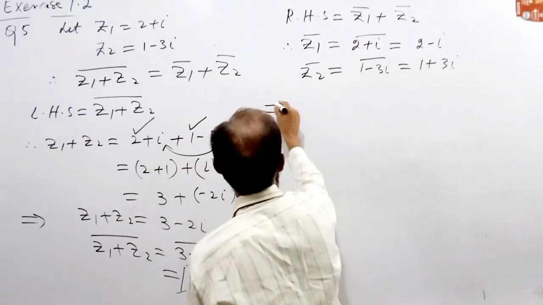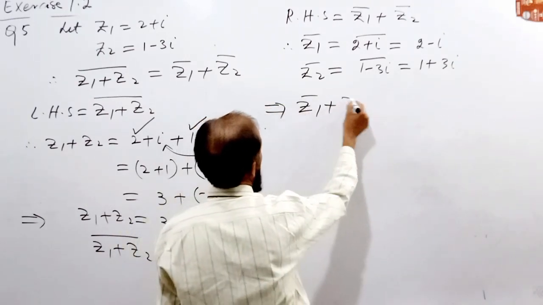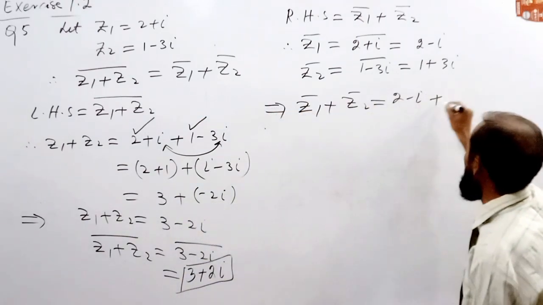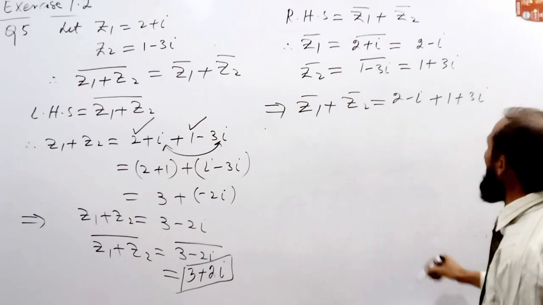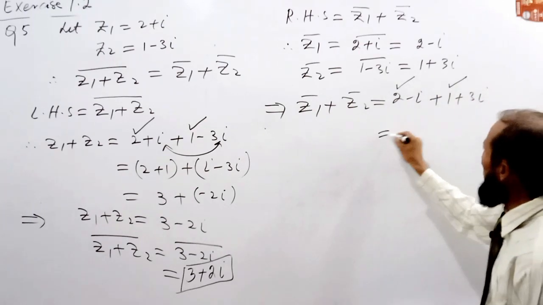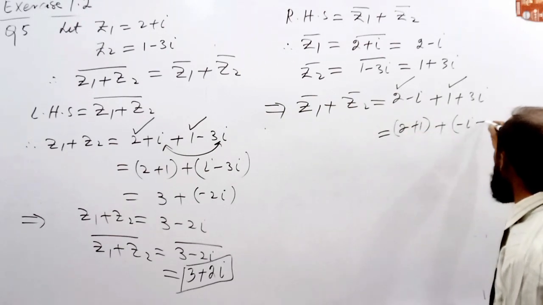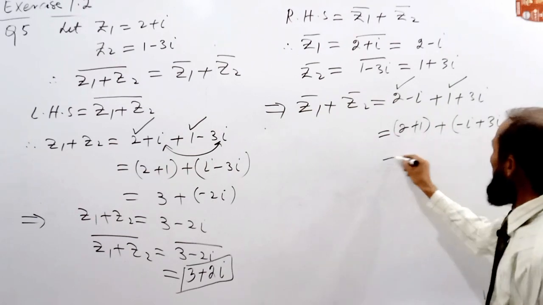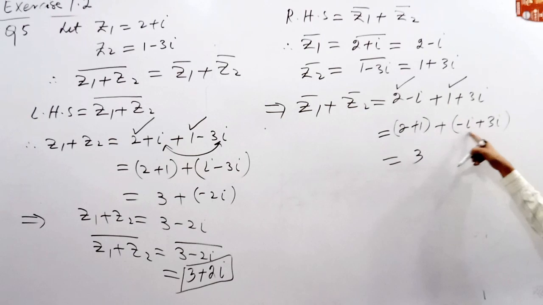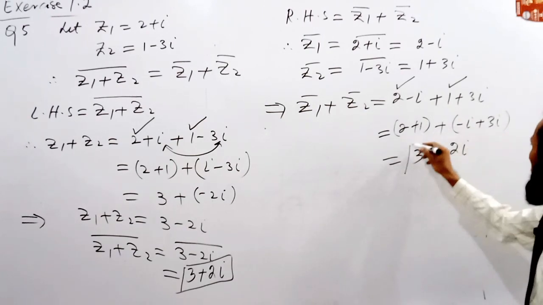Now this implies that z1 bar plus z2 bar is equal to 2 minus iota plus 1 plus 3 iota. Now, adding the real parts, we can write 2 plus 1, and the imaginary parts, minus iota plus 3 iota. Now look here, we get 3 for the real part, and minus iota plus 3 iota gives plus 2 iota.